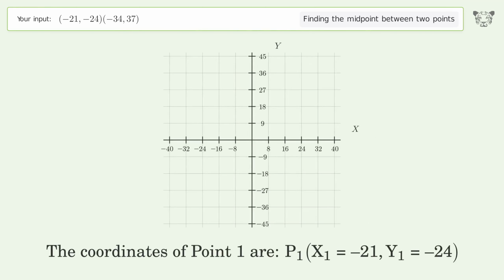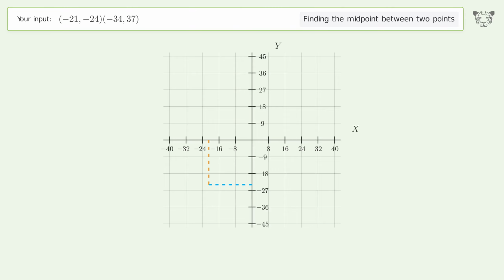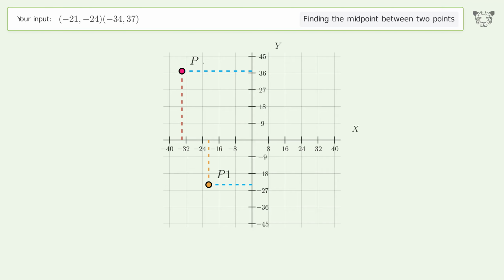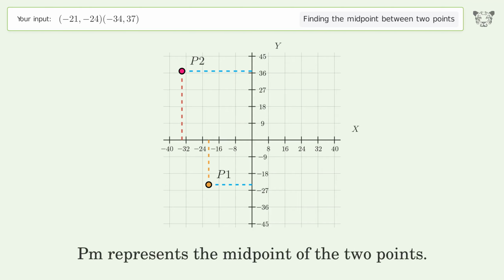The coordinates of point 1 are, x1 equals negative 21, y1 equals negative 24. The coordinates of point 2 are, x2 equals negative 34, y2 equals 37. PM represents the midpoint of the 2 points.